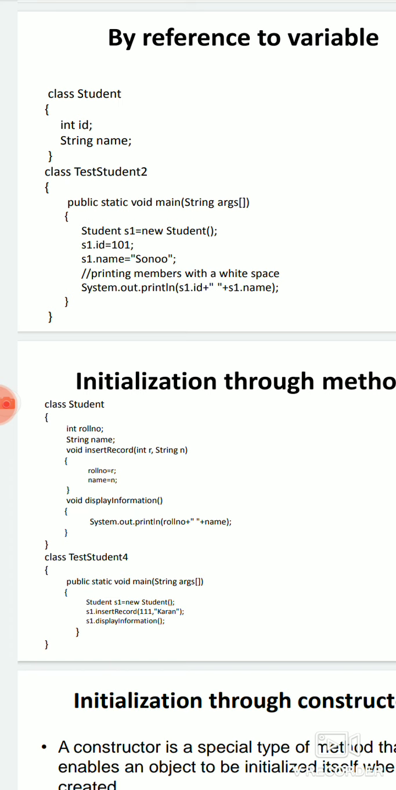And next method, we already said we have three methods of initialization. One is by reference to a variable. It is as simple as taking an object of the class and accessing the variable using the dot operator. It is nothing new. It is as simple as we have written in the C++ program.